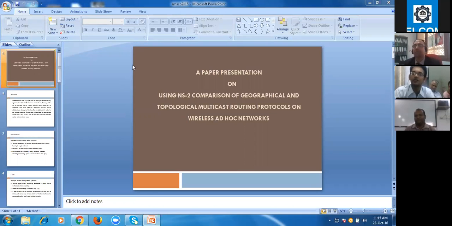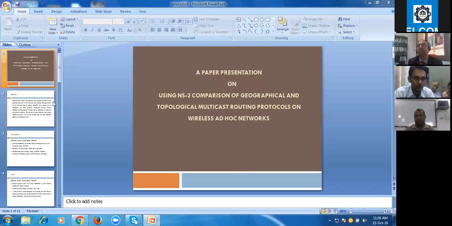And the third one is broadcasting. It means we have one sender and all are receivers, so there is no bar on the receivers. An example of broadcast is when we are watching cricket online: there is one sender channel and there are many receivers.